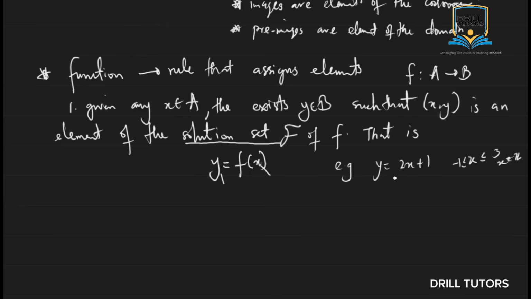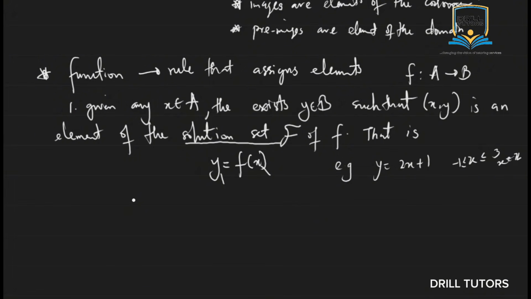Now, when x is minus 1, y will be minus 1. I'm sure you understand how that happened. So if you put minus 1 here, that will be minus 2 plus 1, which is minus 1. When x is 0, y will be 1. When x is 1, y will be 3. Like that. So y depends on x. So y is called the dependent variable and x is called the independent variable.